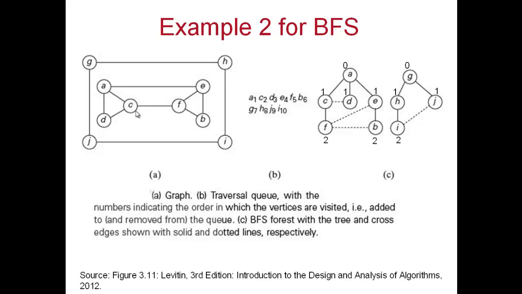They are in a different component. So how do we visit them? Start breadth first search again. That's the second instance, another instantiation of breadth first search. You can start from G, H, I or any vertex J.